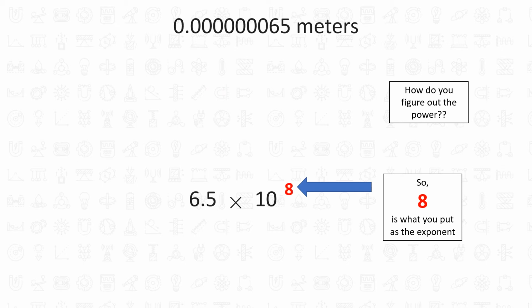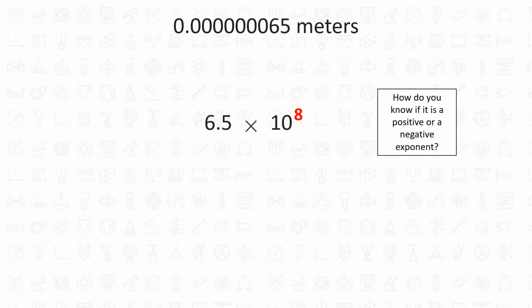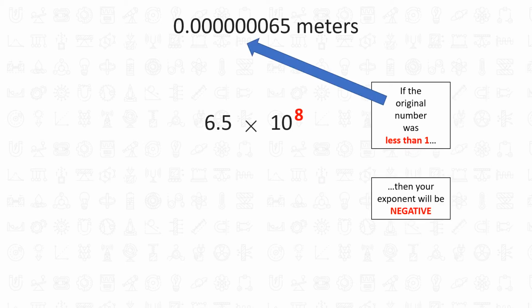So 6.5 times 10 to the 8th. But it's not 650 million like it was before. It represents a very small number. It's less than 1, so our exponent is going to be negative. So we have to put a negative 8.